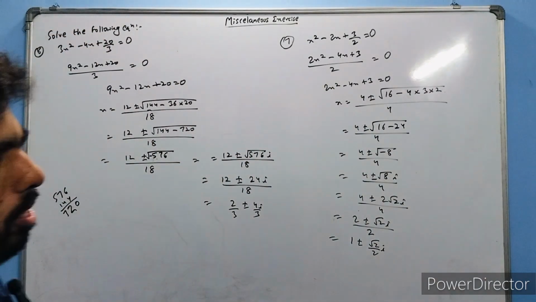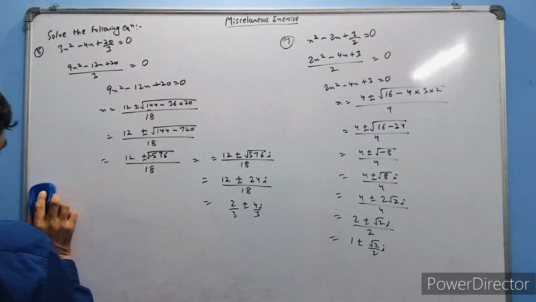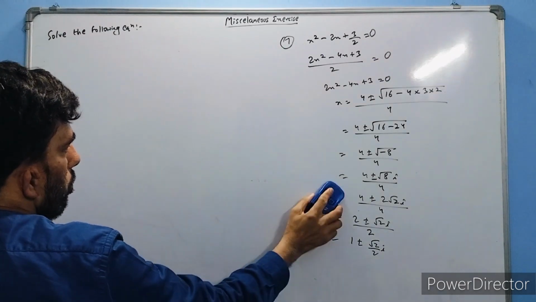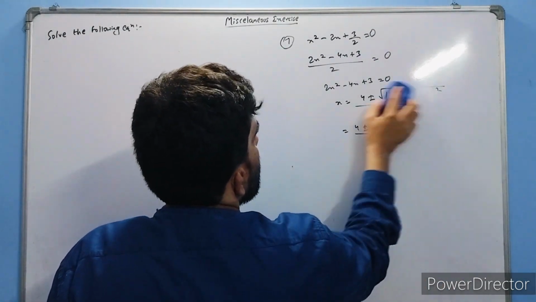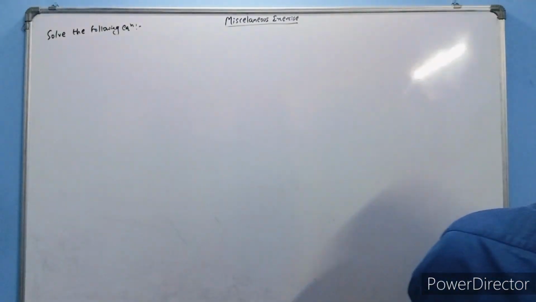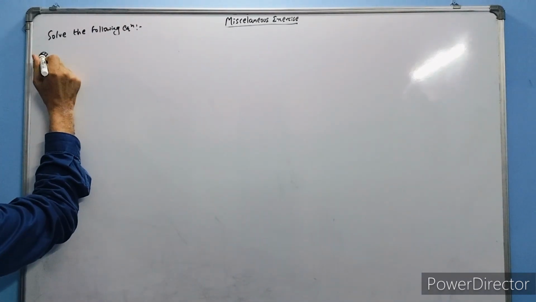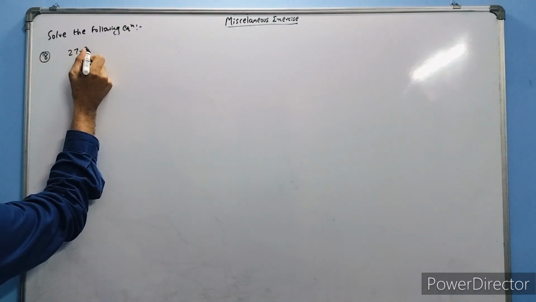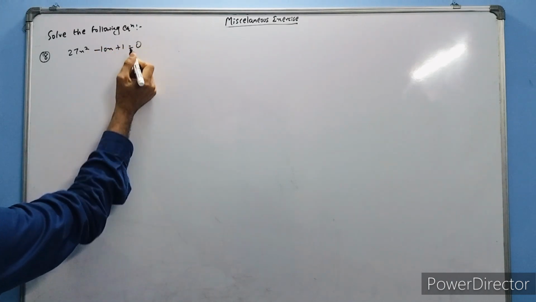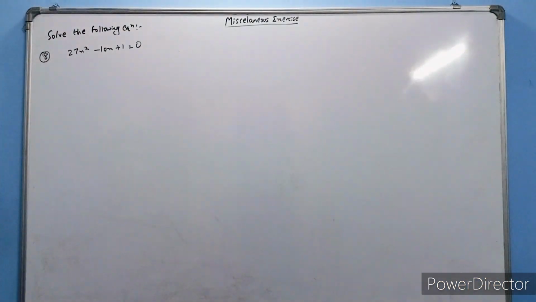So let us see what is the next equation we have. We have just solved only 2. So we have solved 7 questions from this miscellaneous exercise. Okay, so now what question 8 says: 27x square minus 10x plus 1 is equal to 0. Okay, so we have this. Let us try to solve.